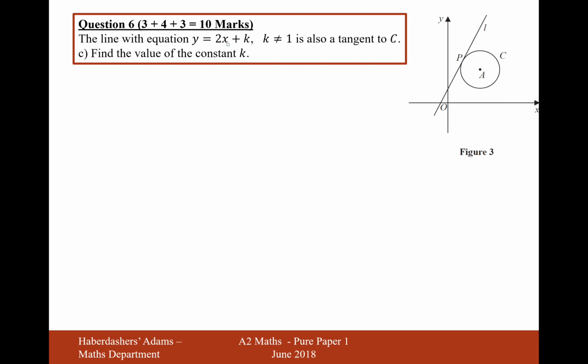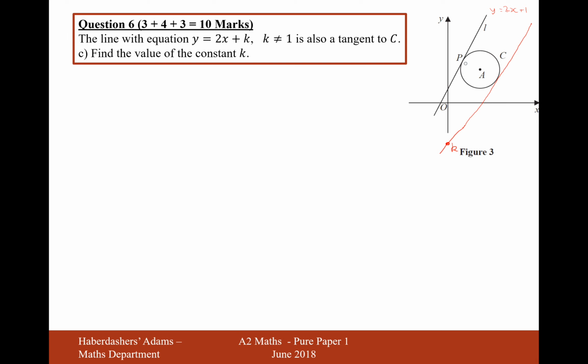The line with equation 2x plus k, where k is not equal to 1, is also a tangent to C. Find the value of the constant k. Now, the line 2x plus 1 is this thing here. 2x plus 1 is this line up here. Now what I'm looking for is the equation of this line here that is parallel to this original line L. It's got the same gradient too, but it's got a different k value. The k value will be the y-axis intercept down here, so it's probably going to be a negative value.